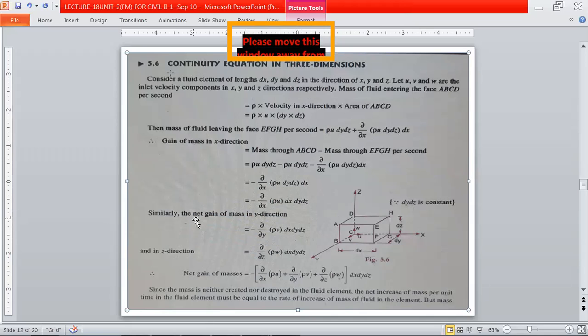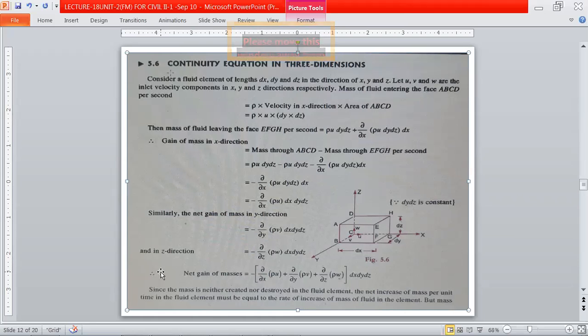Next, similarly the net gain in mass in y direction. Whatever we did for the x direction, if you do the same for the y direction you get this. The only change is that for the y direction, x and z come out in the same way. After that we get minus dou by dou y of rho v dx dy dz. Next, z direction is the same. So we get one term for the x axis, one for the y axis and one for the z axis, three in total. Now the net gain of the masses takes all three xyz axes.